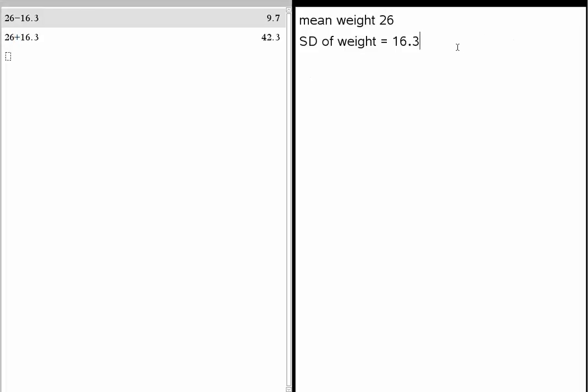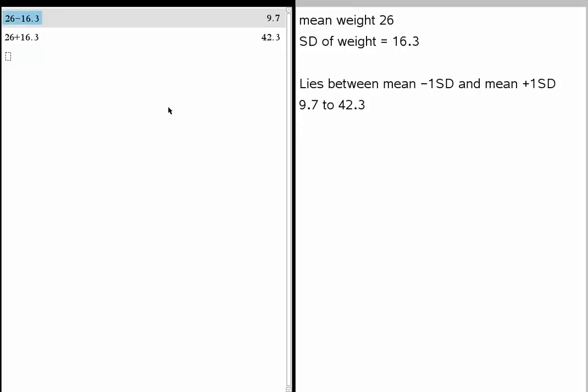We can say that data that lies between the mean minus one standard deviation and the mean plus one standard deviation, we can say that's 9.7 to 42.3 because we're talking about the weight. All right, and since I'm lazy, I'm going to copy and paste.